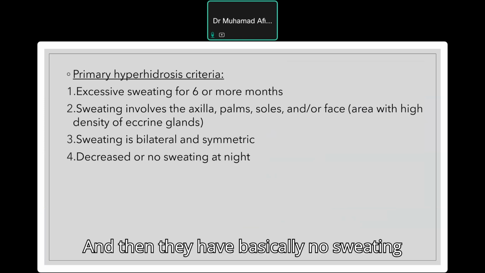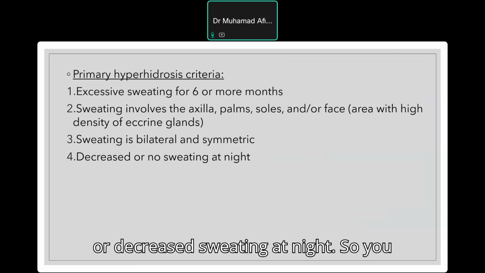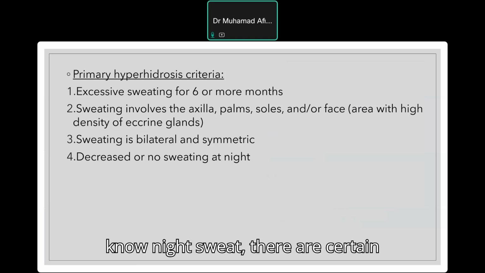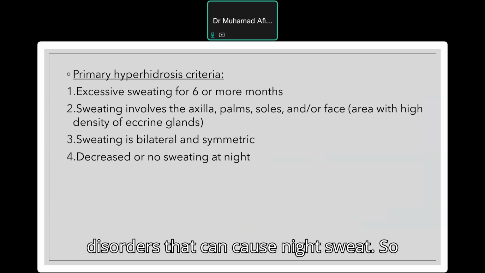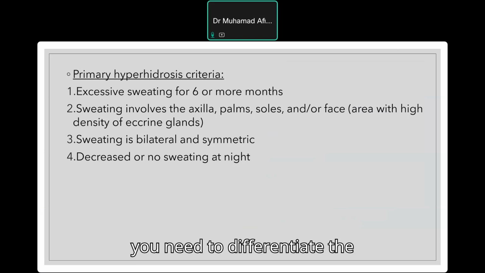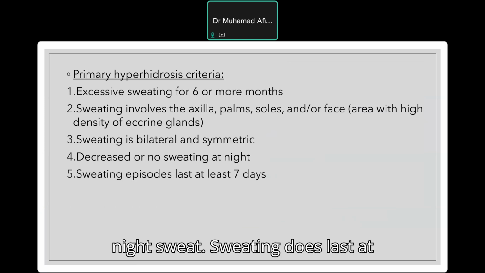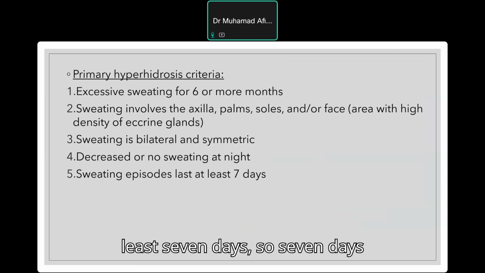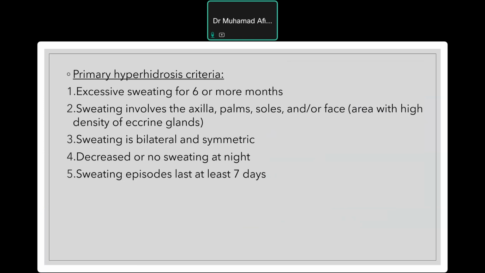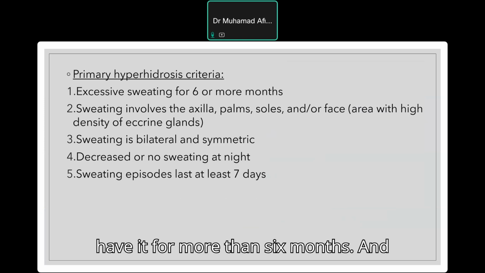And then they have basically no sweating or decreased sweating at night. So you know night sweat, there are certain disorders that can cause night sweat. So you need to differentiate primary hyperhidrosis and night sweat. Sweating episodes last at least 7 days. So in 7 days at one time, and you need to have it for more than 6 months.